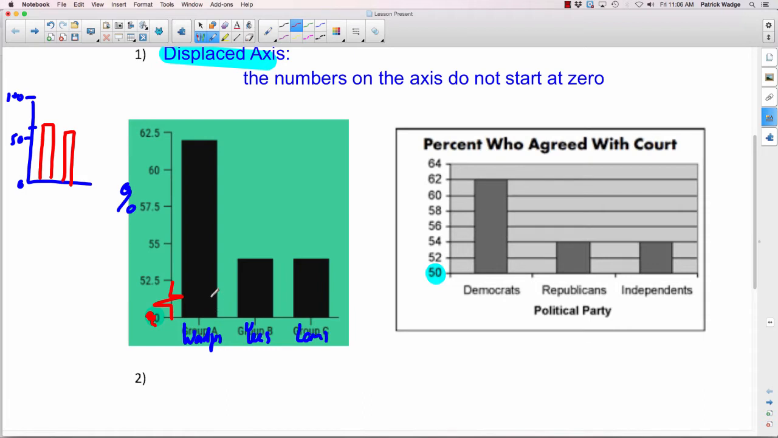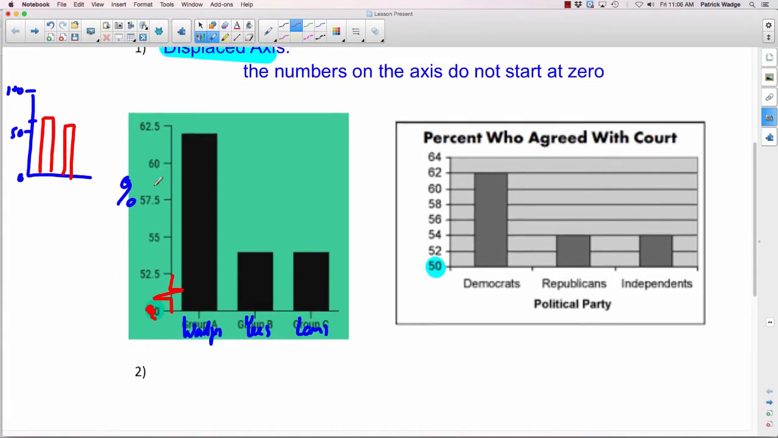I don't think you should ever do it with bar graphs. The one type of graph you could get away with sometimes doing the broken axis is the line graph. Even that is up for debate sometimes.